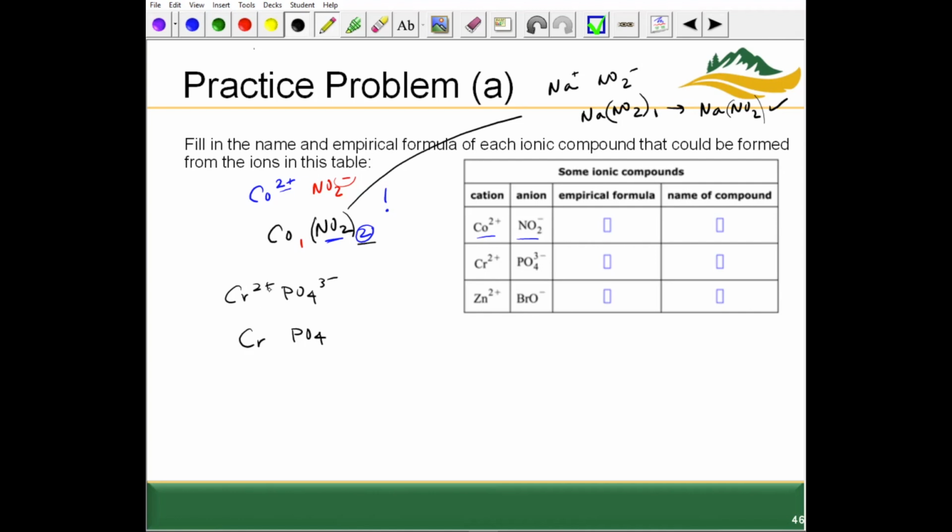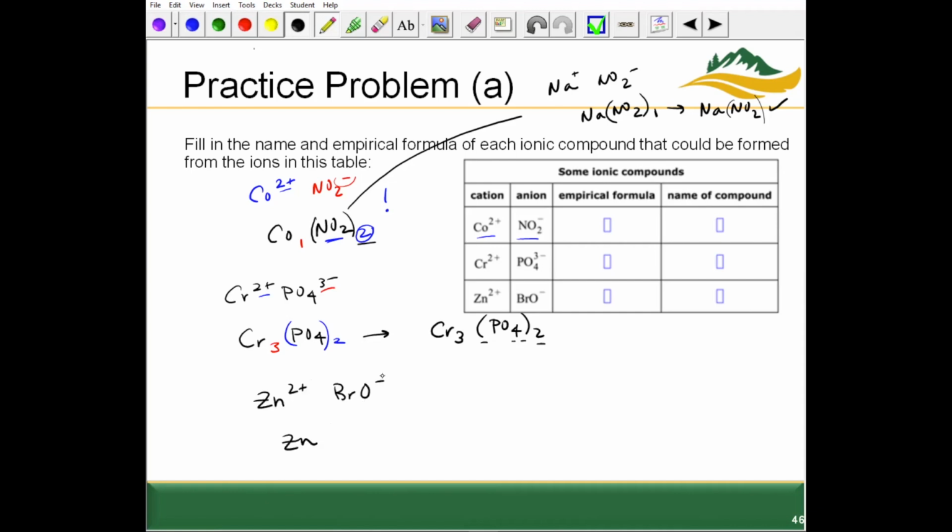So Cr2+ and PO4 3-. For the cross method, then 2 would go here. We're going to write parentheses around that right away. 3 would go here. So our final answer here should be written like this, very importantly, with those parentheses around this anion, and then the 2 on the outside of the parentheses. The 4 here is definitely inside the parentheses.